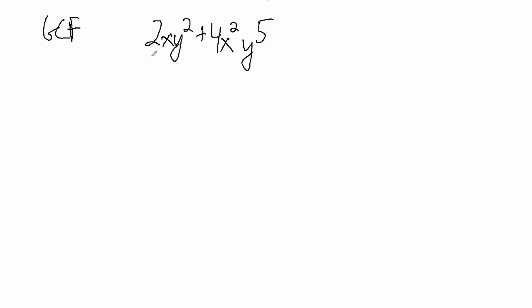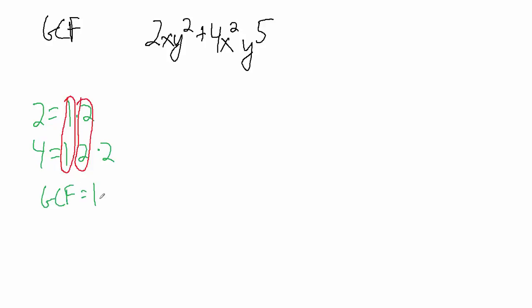So anyway, for now, find the GCF of the coefficients, just like we've done before. So 2 is 1 times 2, 4 is 1 times 2 times 2, and we look and see what factors they have in common. Well, here's a factor of 1 in common, here's a factor of 2 in common, and that's all they have in common. So the greatest common factor, or GCF, for the coefficients is 1 times 2, which is 2.